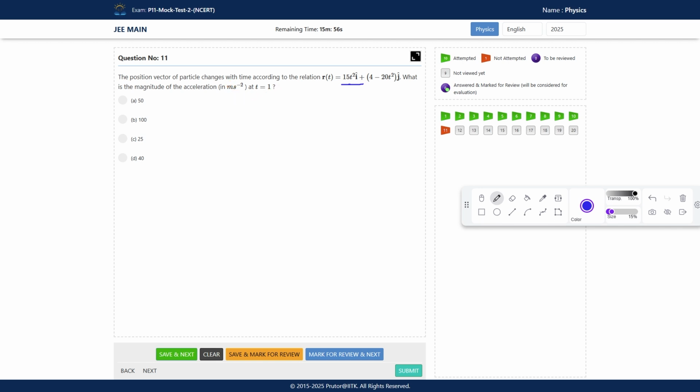So we have to find out the acceleration. Acceleration is the rate of change of velocity, and velocity is the rate of change of position. So v is equal to dr upon dt. Firstly we find dr upon dt, after that we find dv upon dt. So differentiate r with respect to t. After differentiation, you will get 30t i cap minus 40t j cap.